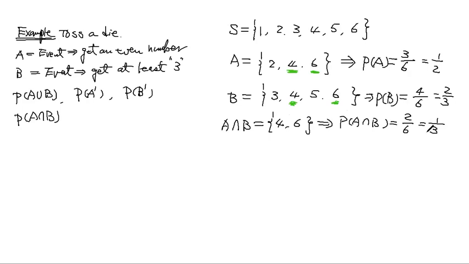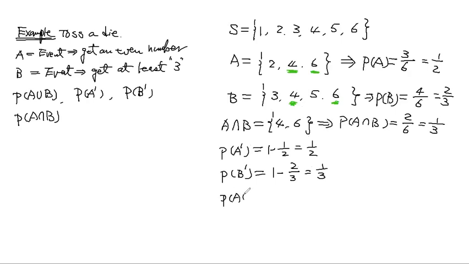Okay, so now let's take a look. How do I find P(A prime) here? The A prime is everything not A. So P(A) is 1/2, right? So P(A prime) will just be 1 minus 1/2, so this is 1/2. Okay, so let's see P(B prime). The B complement, B is 3, 4, 5, 6. Complement is everything not in B. So it will be 1 minus 2/3, right? So it's 1/3.